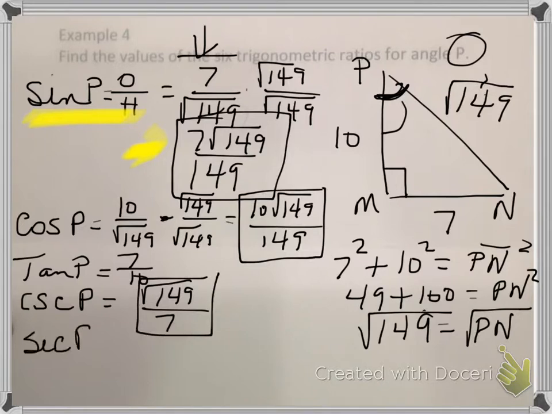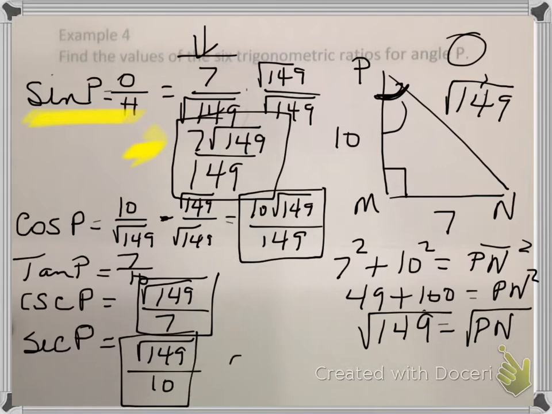Secant of P is the reciprocal of cosine. Okay, cosine is right here. Let's look back before I flipped it. There it is right there. I need to just flip that, and I will get rad 149 over 10. Okay, that is secant.